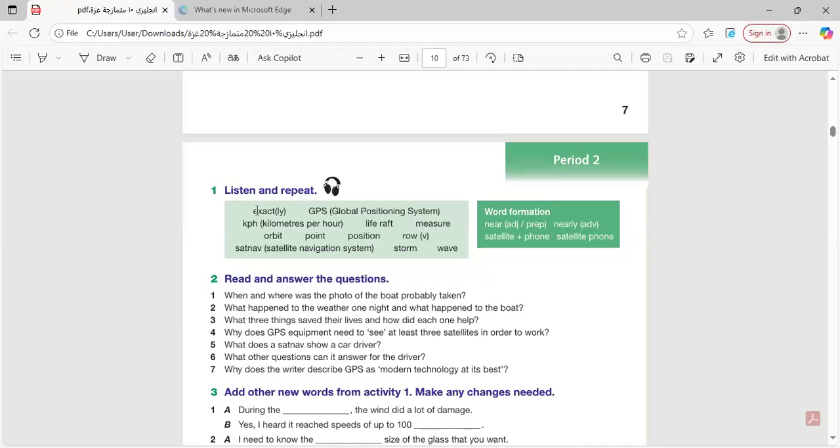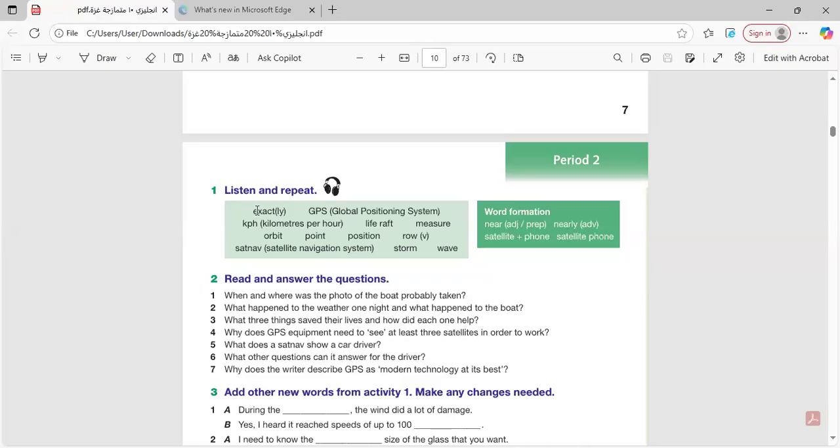the vest we wear to protect ourselves from drowning or sinking in the sea, okay?